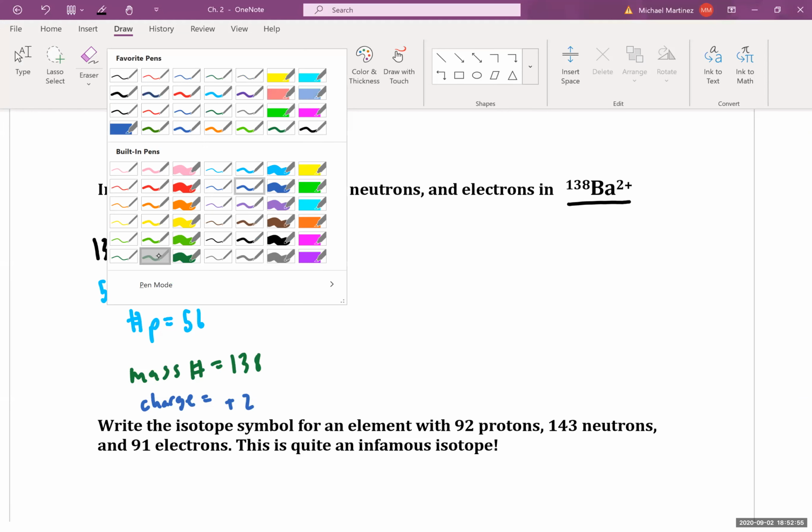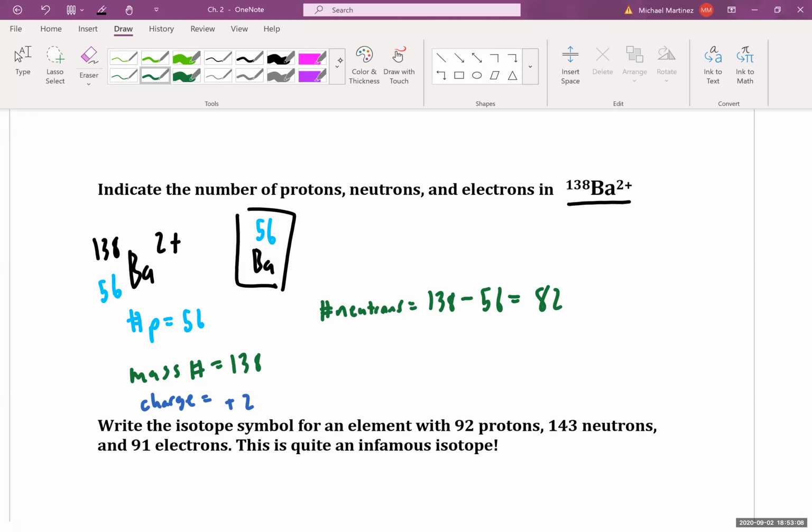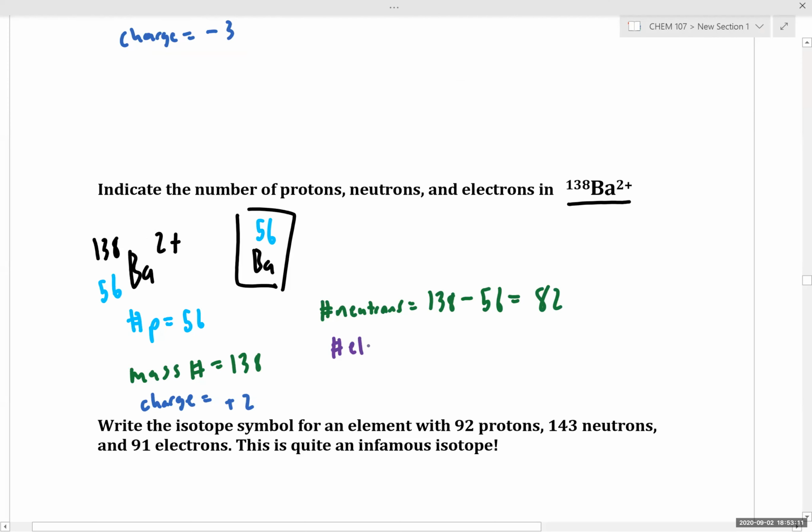So then, that in turn gives us our number of neutrons is equal to 138 minus 56, which gives us 82. And our number of electrons is equal to our number of protons minus the charge, which gives us 54 electrons. Does this example make sense to everyone? Any questions on this example? Okay, so this will be the end of today's lecture.